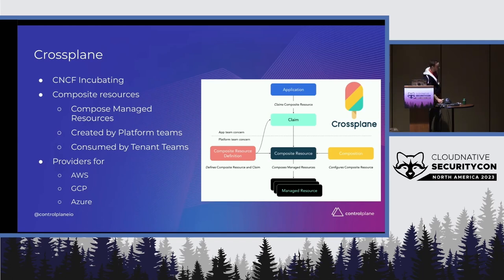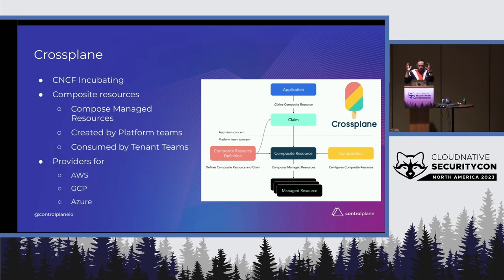So in our hypothetical organization, a platform team defines the composite resources that developers and operators, human operators, can consume. The composite resources group managed resources together. A managed resource correlates to an individual cloud resource, for example, an S3 bucket or an IAM role, and providers in turn turn managed resources into external resources in the cloud, e.g. S3 buckets.